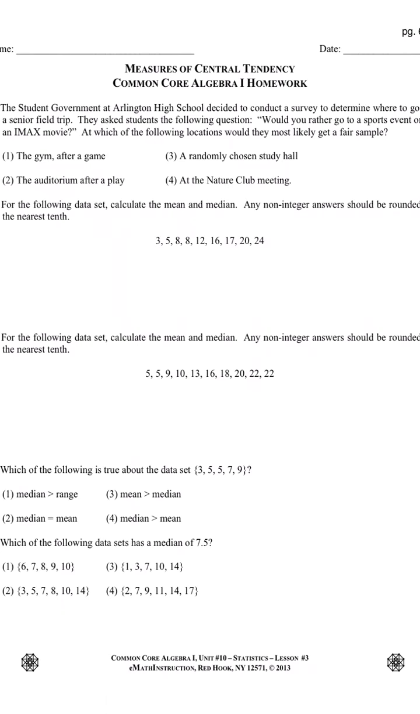1, the median is greater than the range. 2, the median is equal to the mean. 3, the mean is greater than the median. 4, the median is greater than the mean. Number 5, which of the following data sets has a median of 7.5?